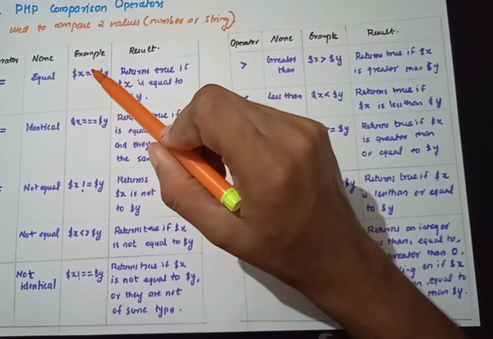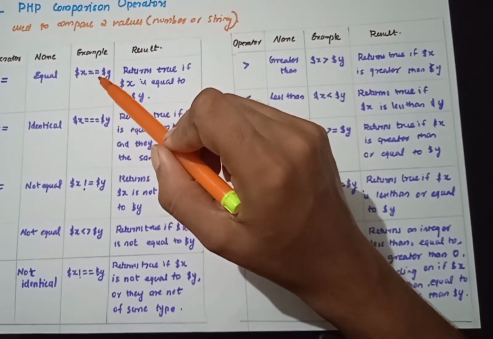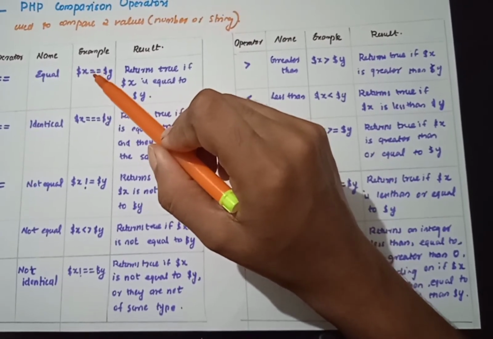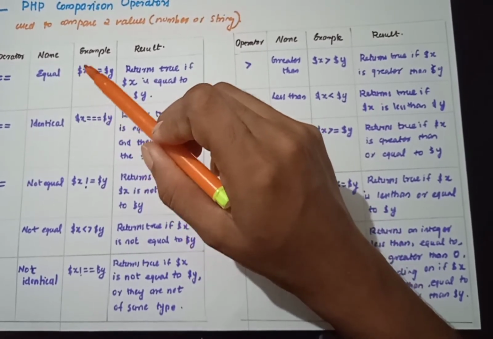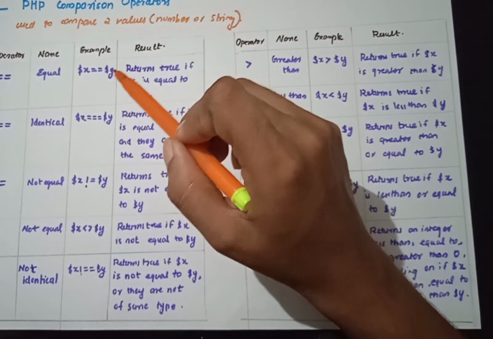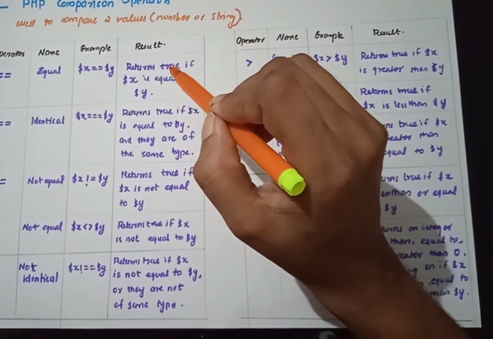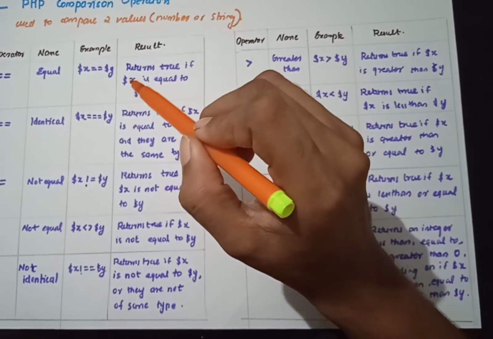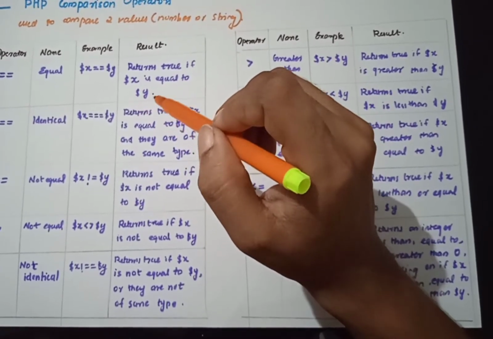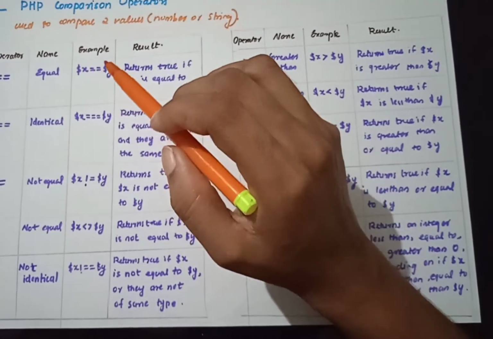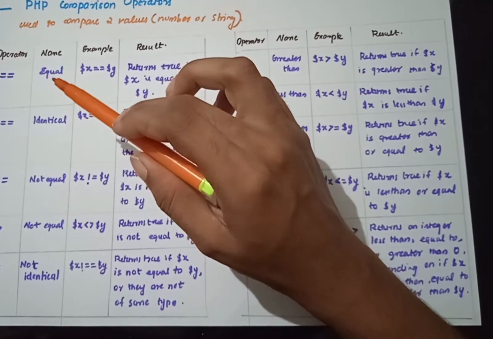Let's see that a variable x is compared using the equal operator. What's the meaning here? Whether this x is equal to the value of y. And the result here is that it will return true if the x variable is equal to the y variable. Okay, so in order to check whether two different variables are equal, you can use this equal comparison operator.